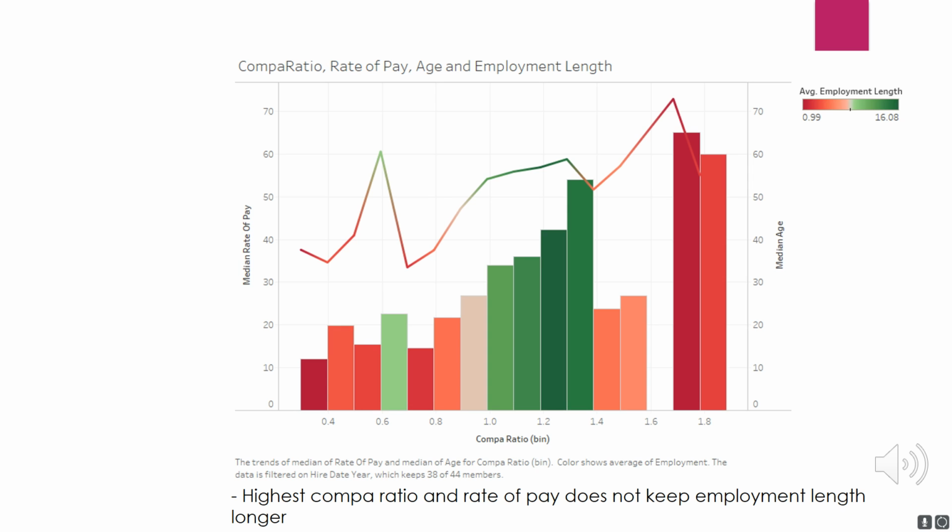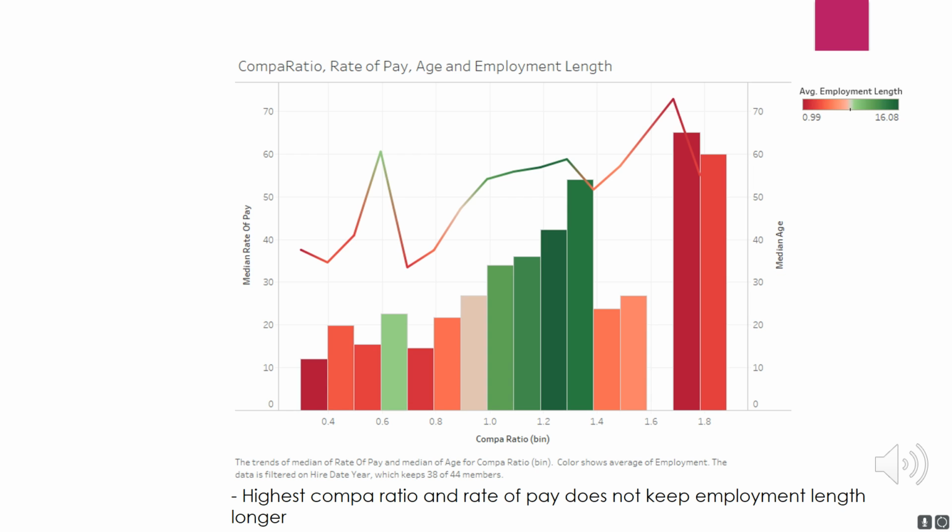On this particular slide, we looked at the Compa ratio in bins and the average length of employment and the rate of pay. What this visualization shows is that the green means that they stayed at the organization the longest. The line is the average rate of pay. And what we found is that although people have a higher Compa ratio or a higher rate of pay, it does not mean that they stay the longest.